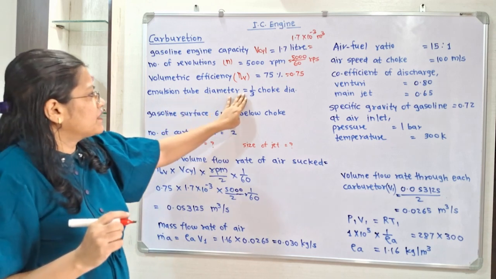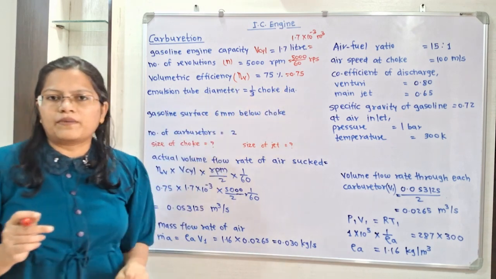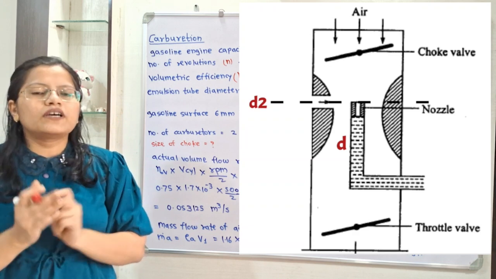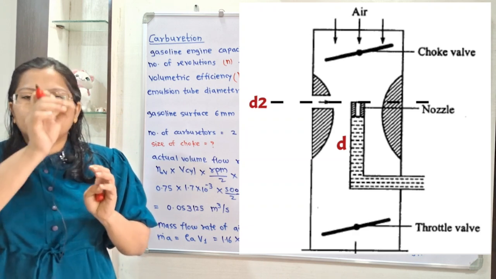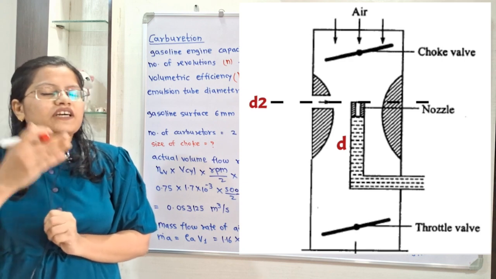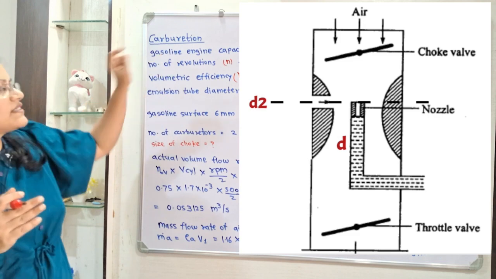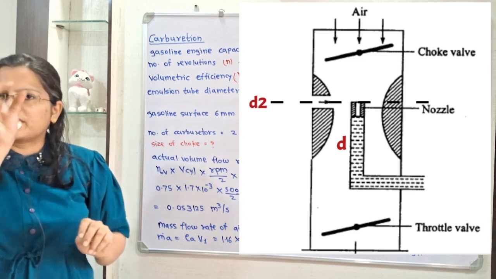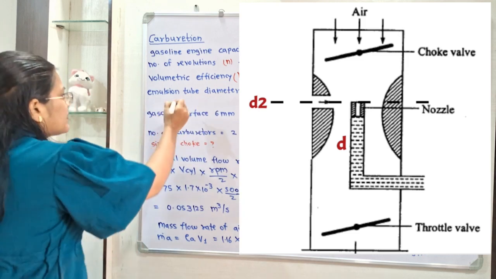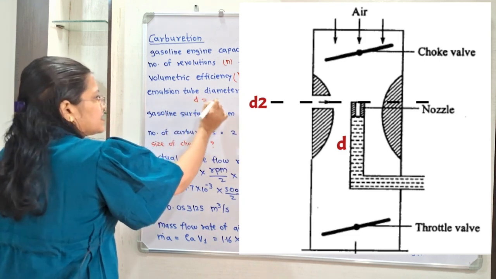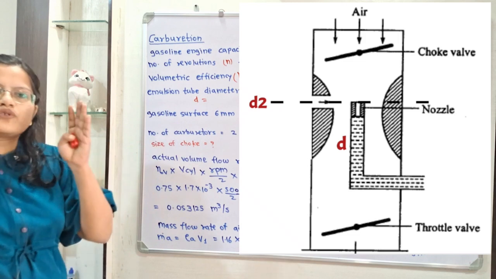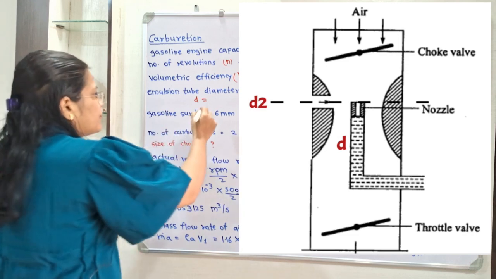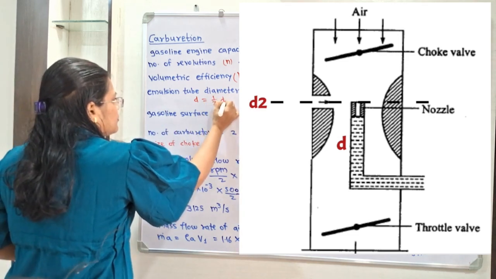Emulsion tube diameter is equal to 1/3 choke diameter. Now if we observe the diagram, at the venturi throat there is the tube which contains the fuel, this fuel is known as gasoline, and gasoline means petrol. For this emulsion tube diameter, we will consider the notation small d, which is equal to 1/3 choke diameter. This choke is the diameter at the venturi throat, so it is equal to 1/3 d2.